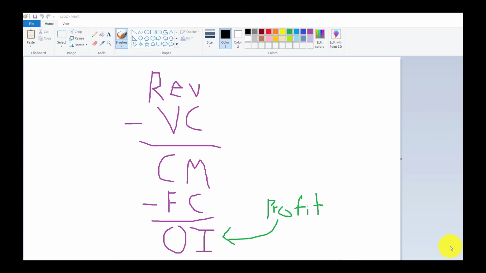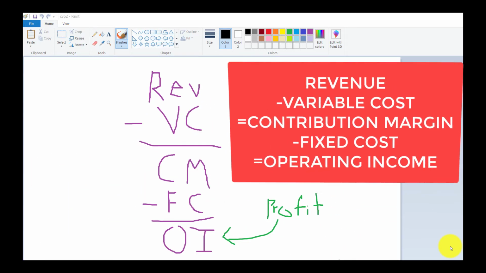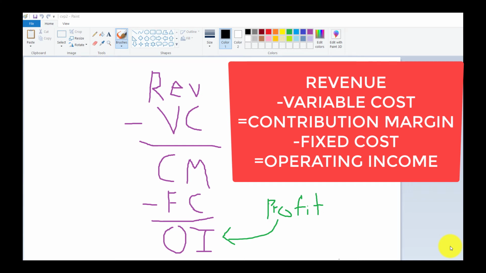Alright guys, this formula will be used again and again, and it's basically an income statement. But instead of breaking down our expenses by the type of expense, say cost of goods sold, salaries and wages expense, depreciation expense, no, instead of that, we're going to break the expenses down into whether they're variable or fixed. And so you have revenue at the top here. Got our total revenue, and then we subtract variable cost.